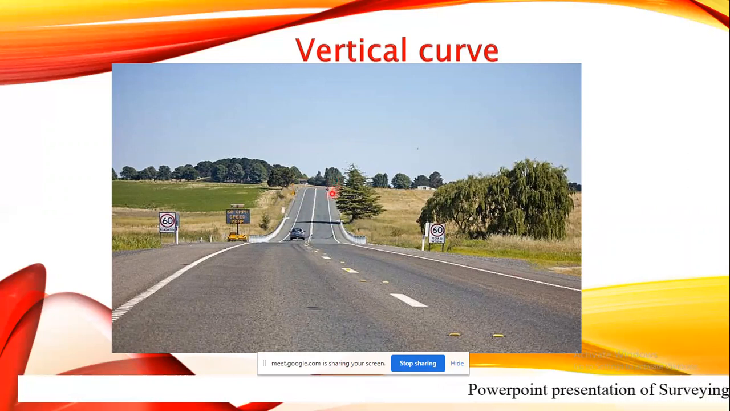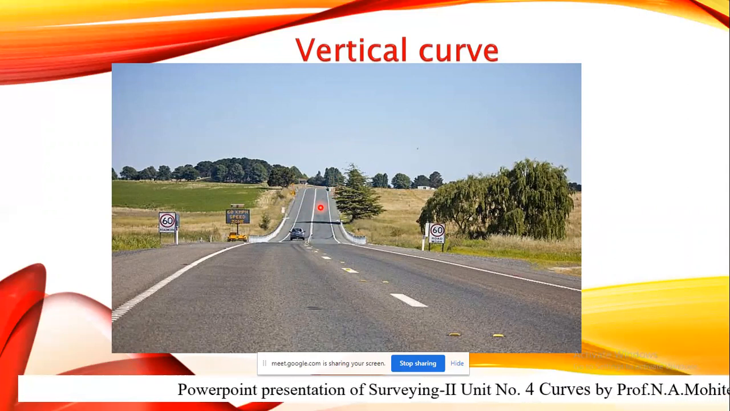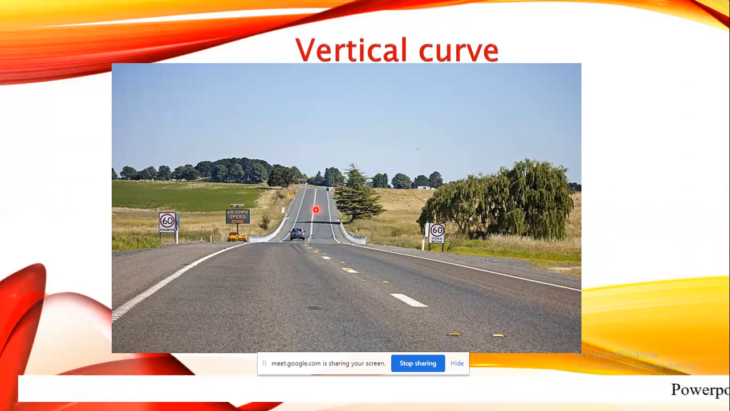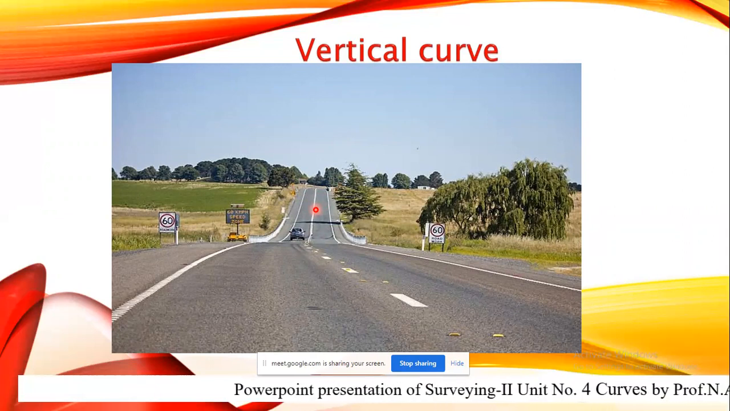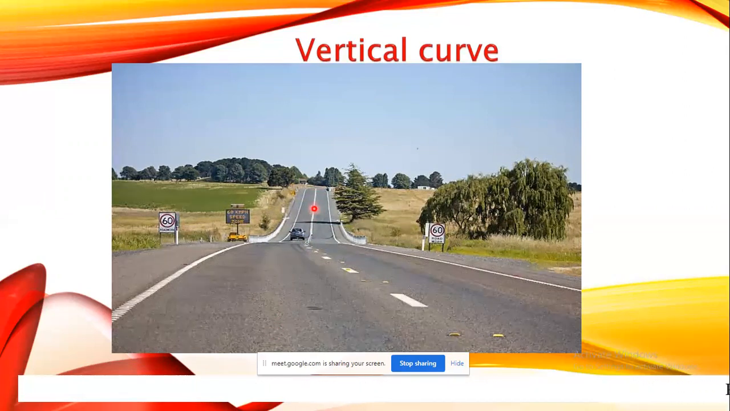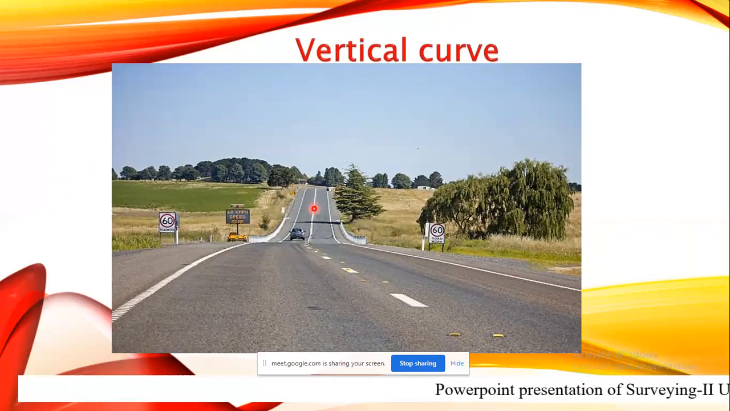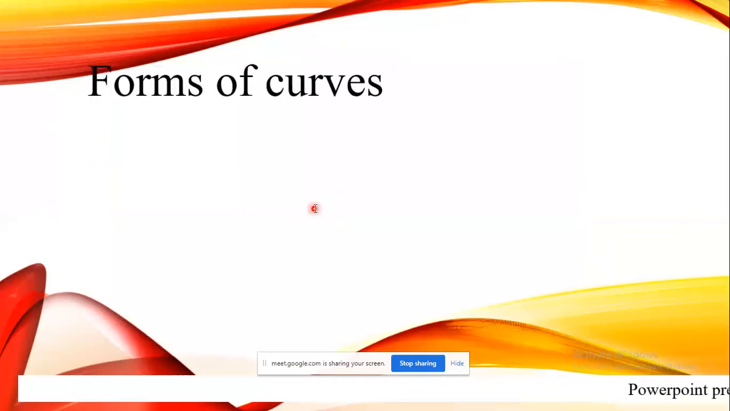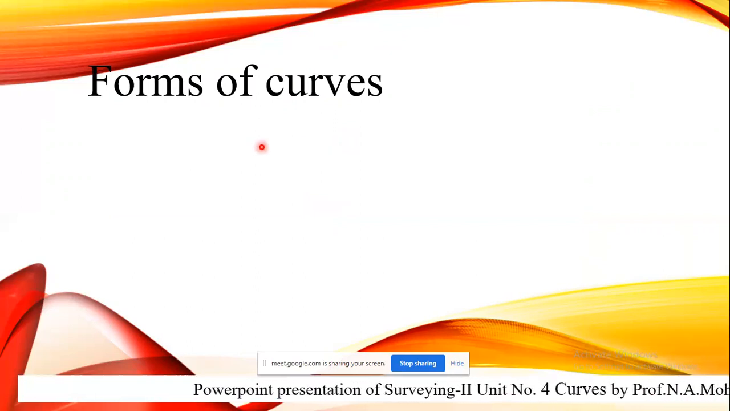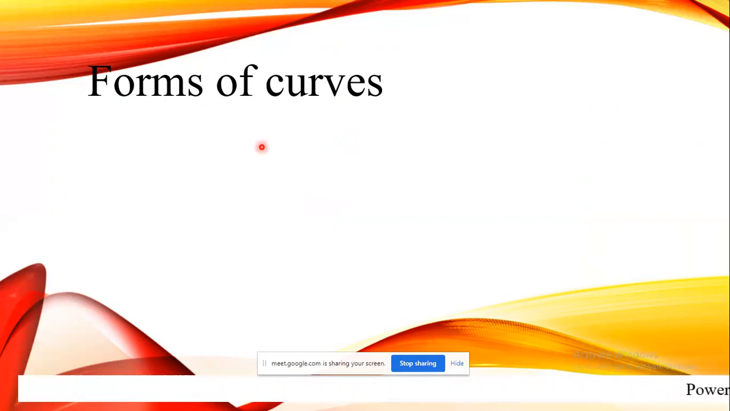In such a case, a parabolic curve path is provided in the vertical plane in order to connect the gradients for smooth movement of the vehicles. These curves which are provided in the vertical plane are called vertical curves. There are certain forms of curves. We have seen first the horizontal curve and the vertical curve.